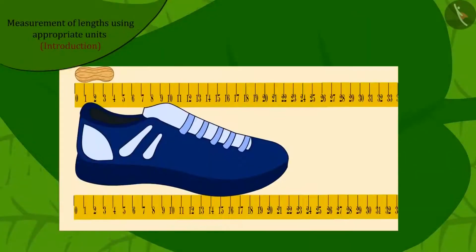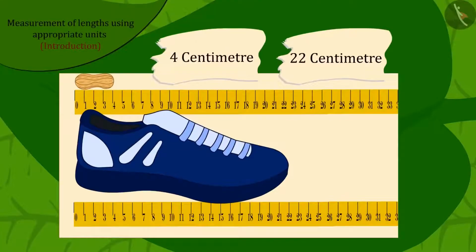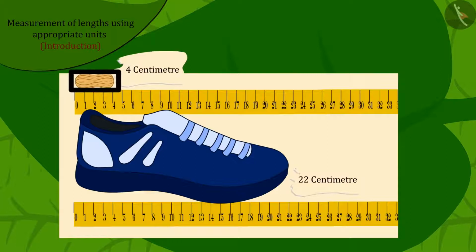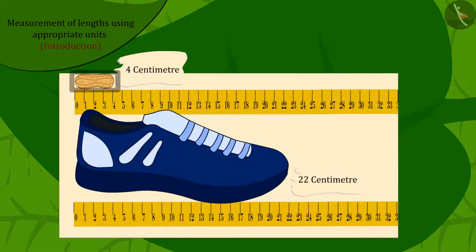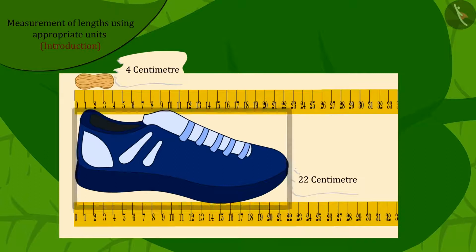Now, can you match the length of the remaining two objects with their correct lengths? You can find the answer by pausing the video. Well done, kids! You have found the answers to them. Because the length of the peanut is much smaller than that of the shoe, length of peanut will be 4 centimeter and shoe length will be 22 centimeter.